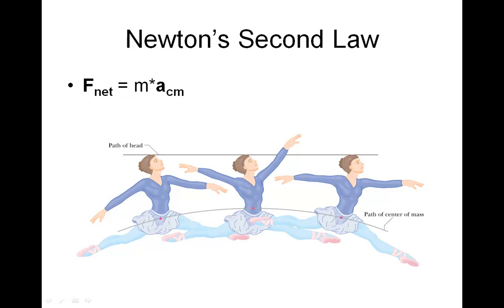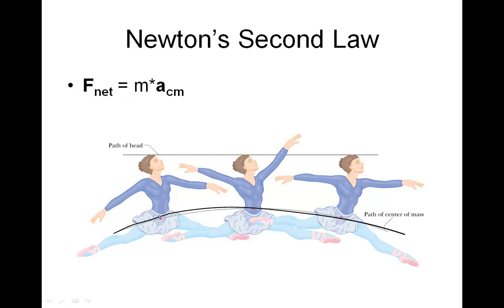Okay, we want to turn our attention now to momentum, and we're going to start off by looking at Newton's second law and this whole idea of center of mass. What we have here is a dancer, and she's making a specific maneuver. I don't remember what it's called, but her center of gravity is going to follow a parabolic path, and that's what you're seeing here. Center of gravity and the center of mass are generally the same thing.